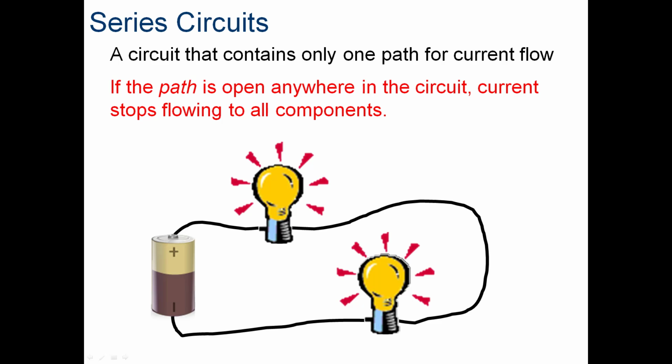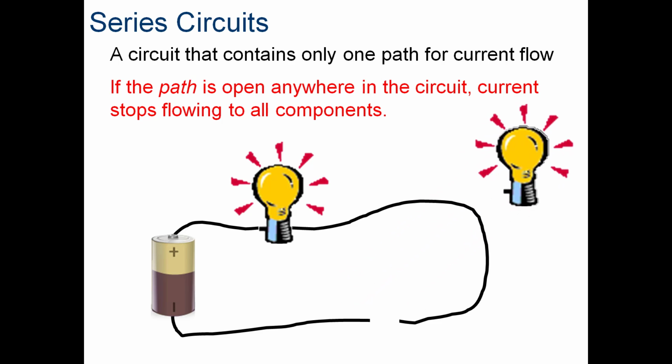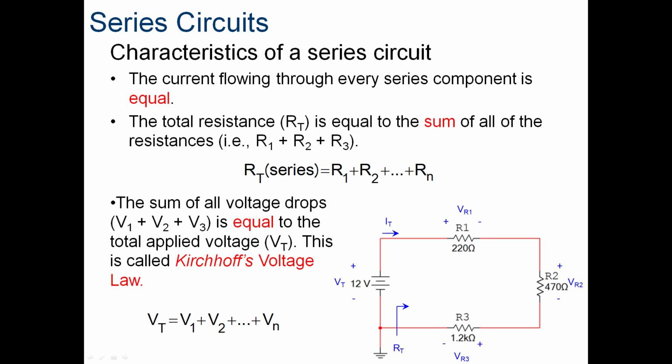So here we have a series circuit, and what we have is a single path for the current to go through the battery, through the first light bulb to the second light bulb. And in a series circuit, if I interrupt that path anywhere along, the current stops flowing because the circuit is open or broken. Now in a series circuit, the current flows through every component and it's equal. And all that's saying is I sub T, represented right here, flows through R1, resistor 2, R2, resistor 3, R3.